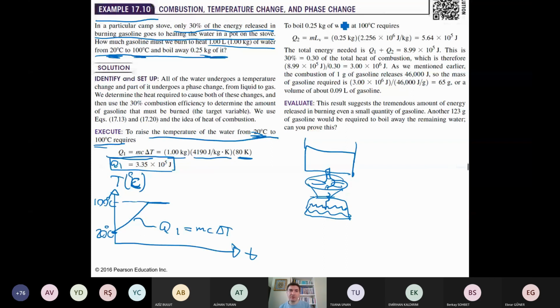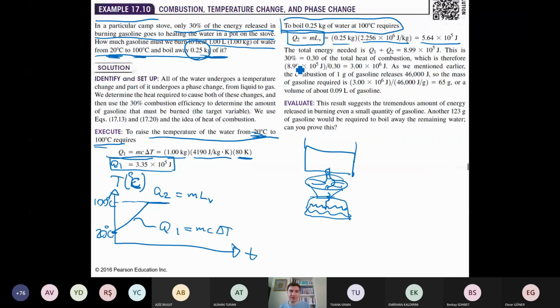And to boil 0.25 kilogram of water at 100 degrees Celsius, the mass is given here, and here we have Q2 in this part. Only 0.25 kilogram of water will be boiled. Okay, then this is the mass, this is the L_V for water from the table, and it requires this heat, 5.64 times 10 to the 5 joule.